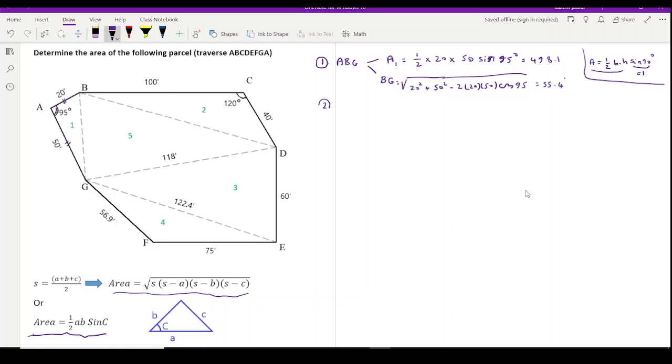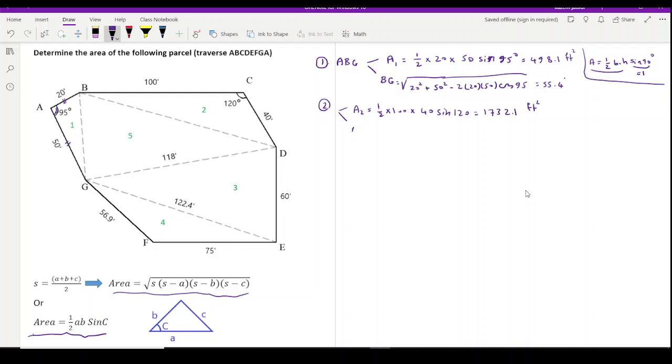Now for triangle 2, which is BCD, again we can use the same equation to calculate the area. So A2 is going to be a half of 100 times 40 times sine of the angle between these two, which is 120 degrees, and if you solve this, you will get 1732.1. Don't forget to always write units. This is feet squared. Because I want to have a shortened video, I will just skip it, but you write units all the time.